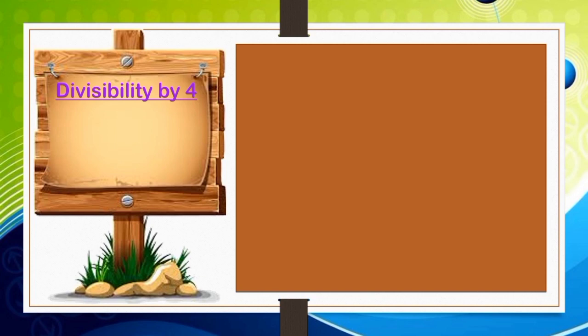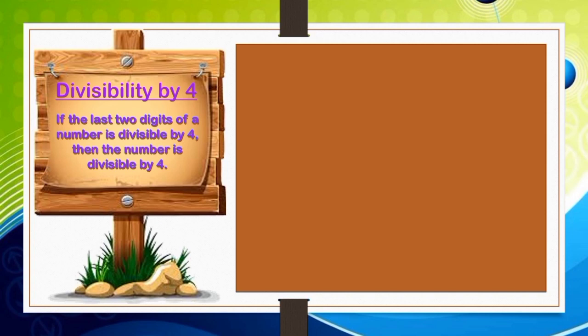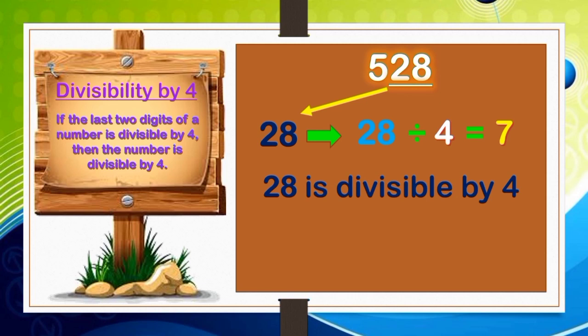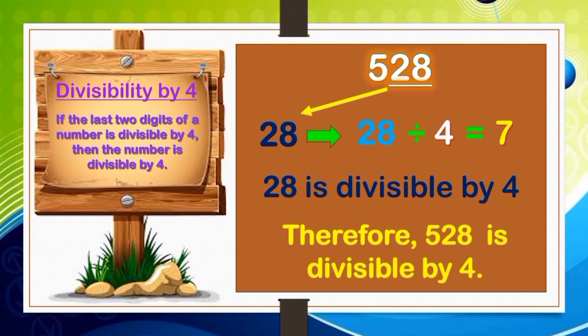Divisibility rule by 4. Children, there are two rules under this. The first rule states that if the last two digits of a number is divisible by 4, then the number is divisible by 4. Let us use the given number in our story problem, and that is 528. The last two digits are 2 and 8. Let us divide this by 4, and we will get an exact answer of 7. Therefore, 28 is divisible by 4, and we can now conclude that 528 is divisible by 4.